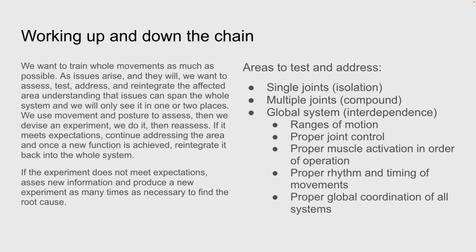So areas that you want to assess when I talk about working up and down the chain: we start at the global system level. If we see an issue in ranges of motion, proper joint control, proper muscle activation, order of operation, proper rhythm and timing of movements, and proper global coordination of all systems, wherever the problem occurs, then let's say it's in the arm, the elbow or the wrist isn't moving properly. Well, then we're going to look at the whole arm first, that's multiple joints, and try to address it at that level.